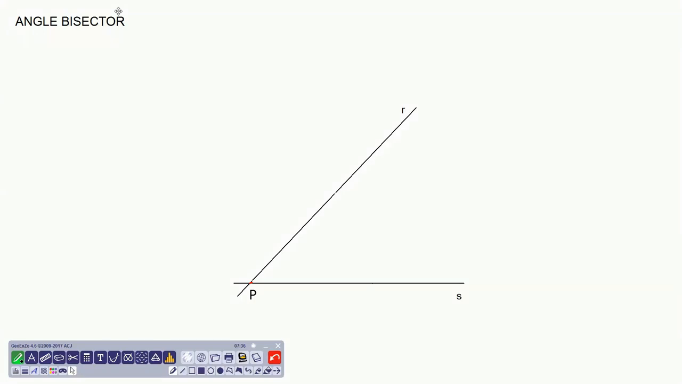Today we're going to learn what an angle bisector is. If we look at these two straight lines that form an angle here at point P, there will be a line that divides this angle into two congruent angles. This straight line V is the angle bisector of the angle formed by straight line R and straight line S, and it divides this angle into two congruent angles.